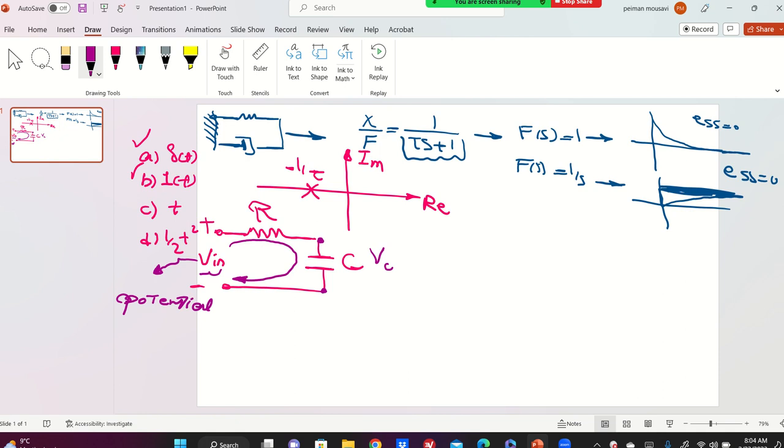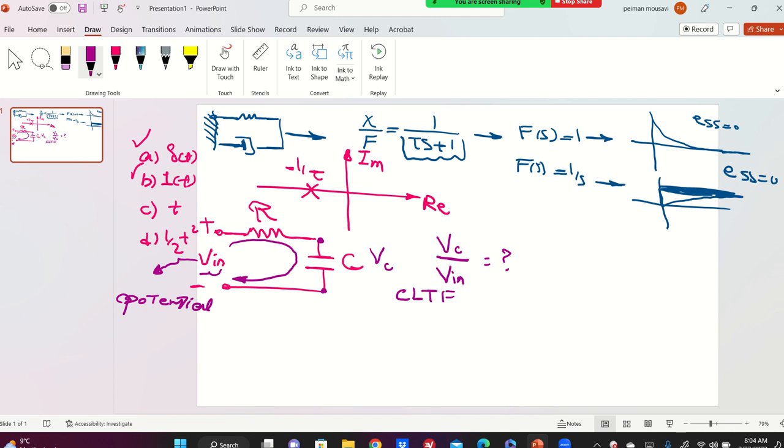So I want to derive the output voltage of the capacitor over the input voltage. So this is going to be my closed loop transfer function. I'm going to do that. Okay. How to do that?